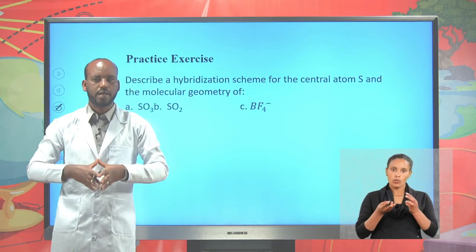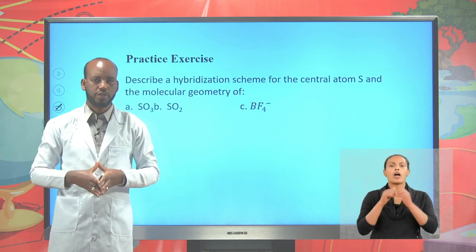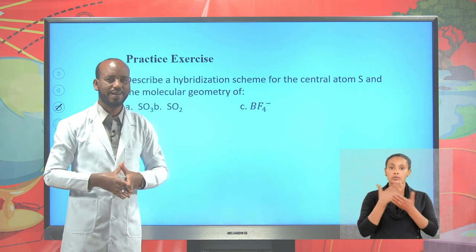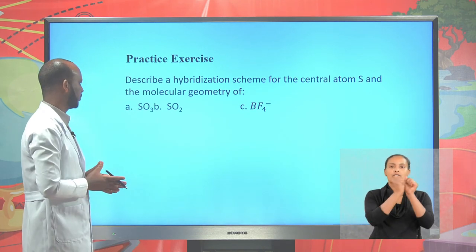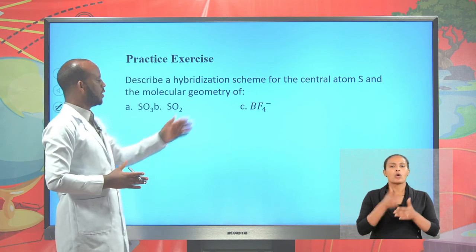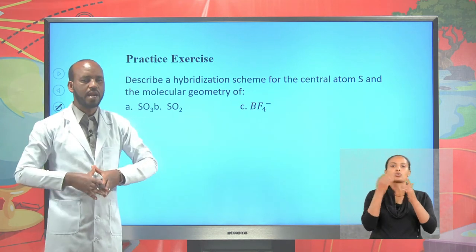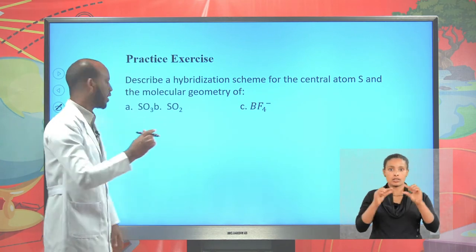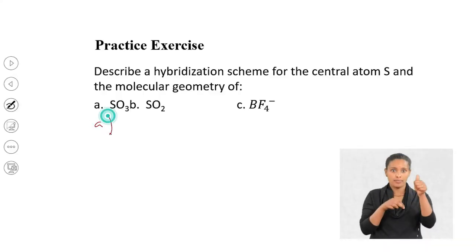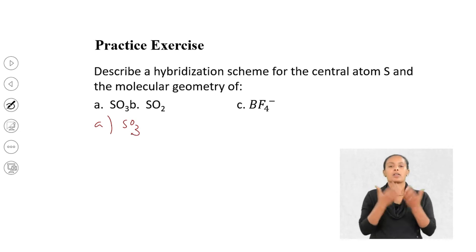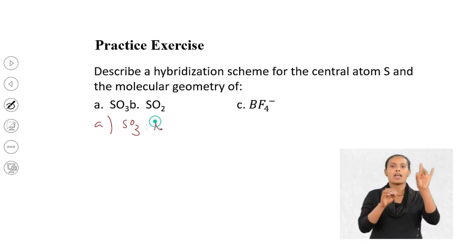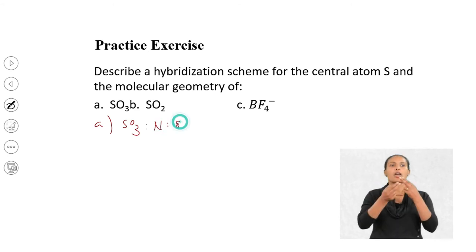Welcome back again, students. How did you do it? Good. Let us do it together. Your first step is to draw the Lewis structure of the molecule. A, SO3. Now, calculate the total number of octet electrons, N. N, 1 times 8 is 8, plus 3 times 8 is 24, 32 electrons.